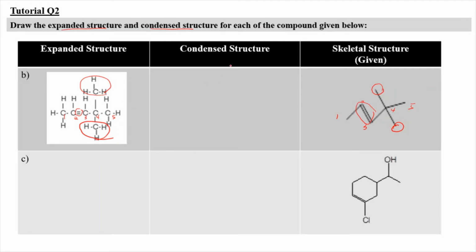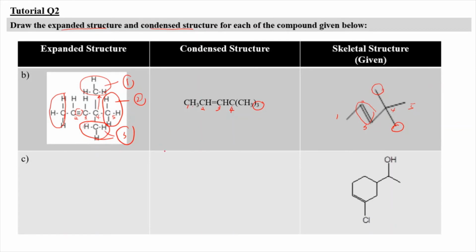Now, for the condensed structure, it's basically a simplification of the expanded structure. So you're going to have CH3, carbon number 1, and then CH, which is carbon number 2, and carbon number 3 here, we're going to have CH as well. And for carbon number 4, it's going to attach with 1, 2, and 3 CH3, and that is why it is written as C with 3 methyl groups, because 1, 2, and 3. Alright?